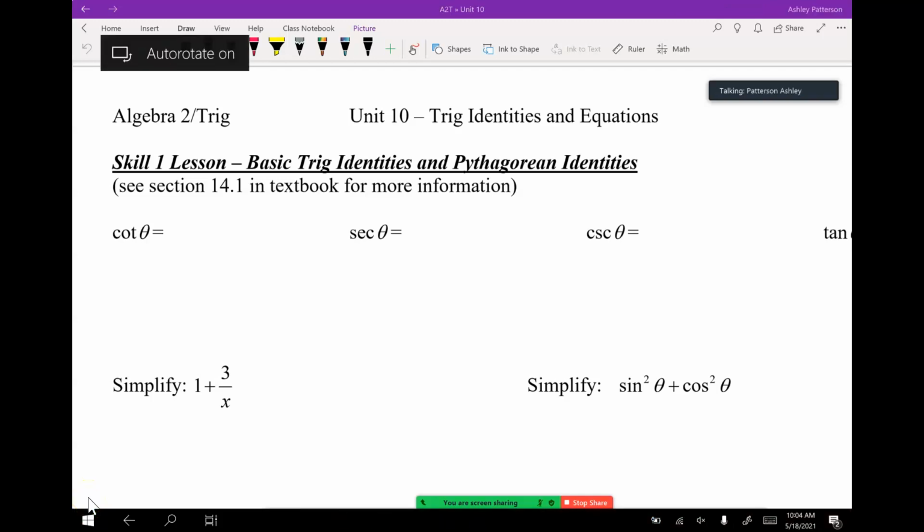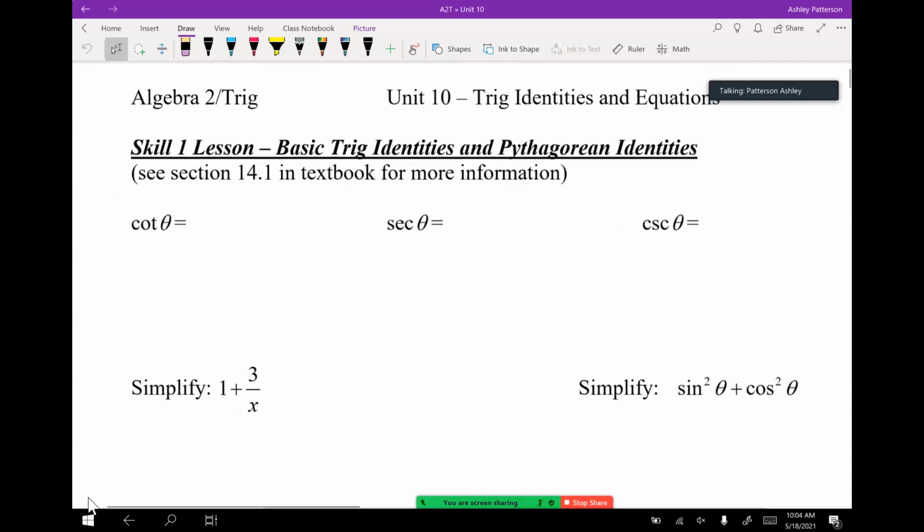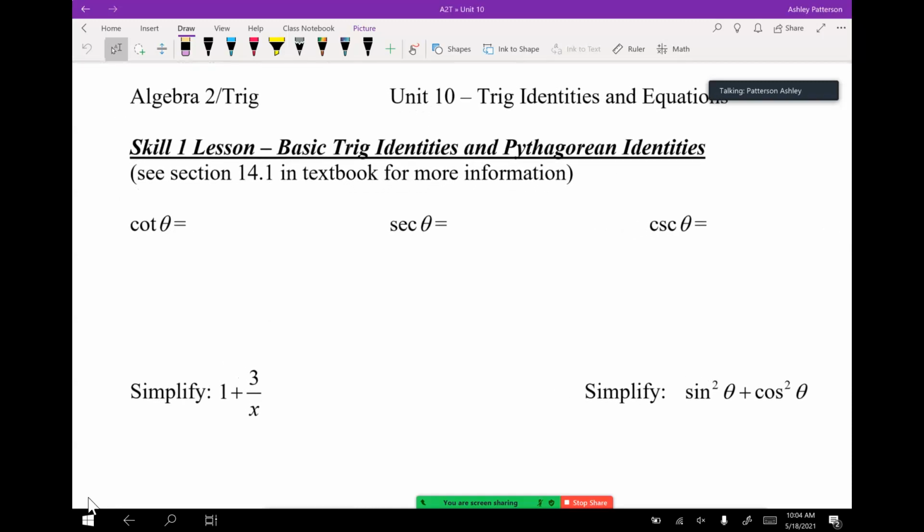Skill 1. Woo! It's exciting. Now, we're going to be talking about a lot of identities this unit, and you guys actually know some already. We didn't call them identities because at the time they didn't need that label. But now that we're throwing in more identities, you do need to understand that you already know some.